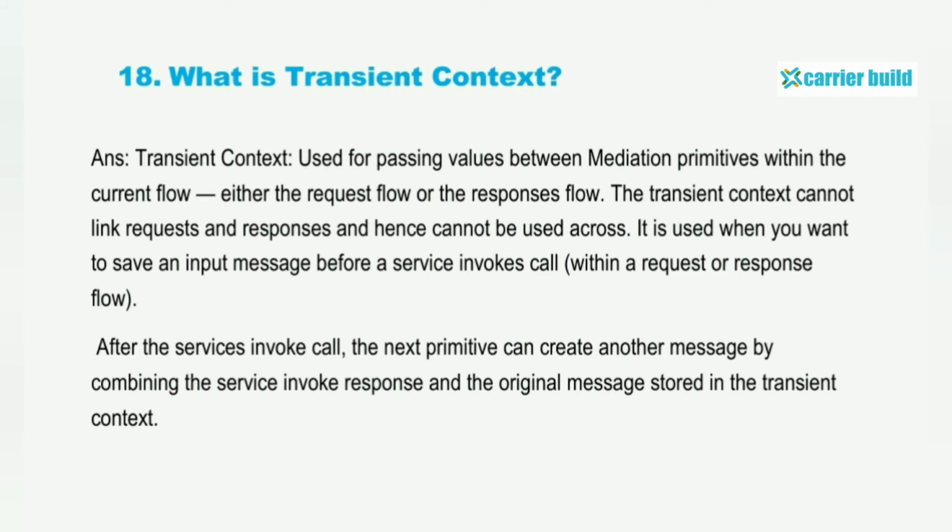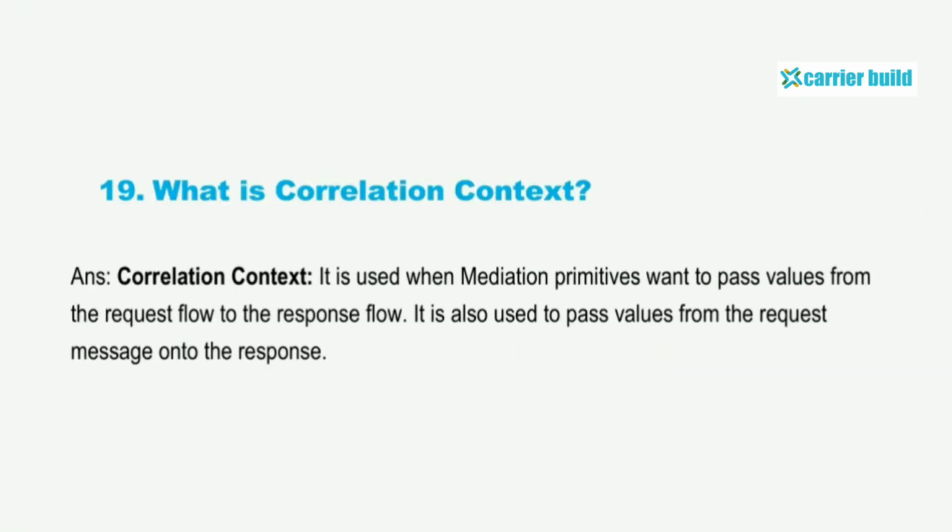Next question. What is correlation context? Correlation context is used when mediation primitives want to pass values from the request flow to the response flow. It is also used to pass values from the request message onto the response.